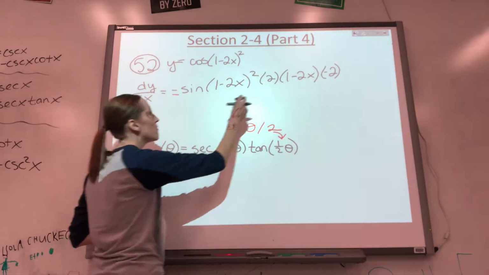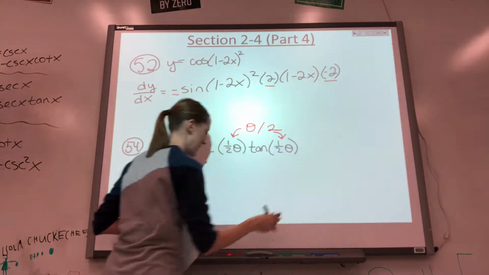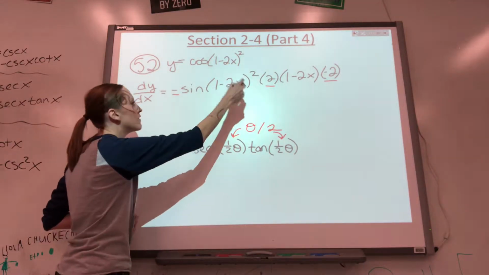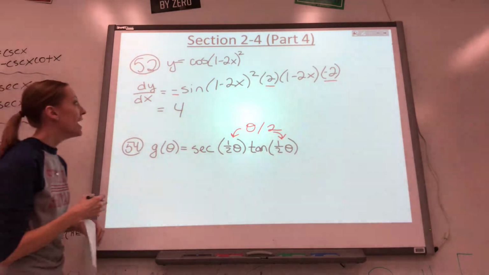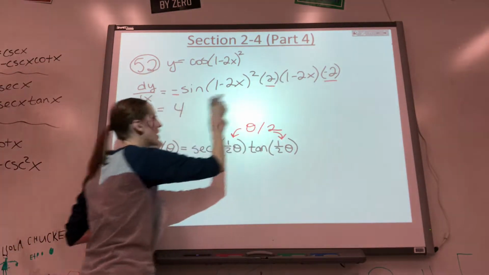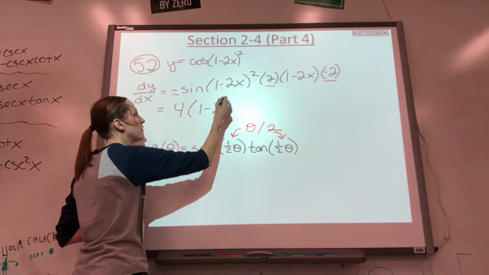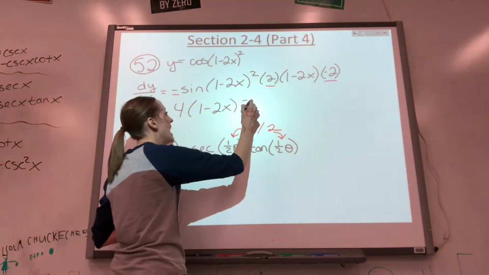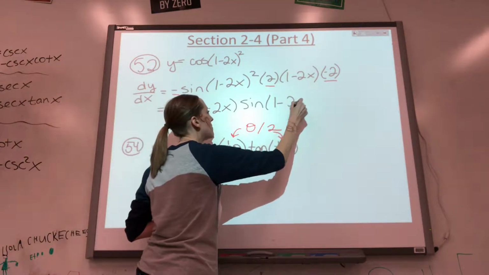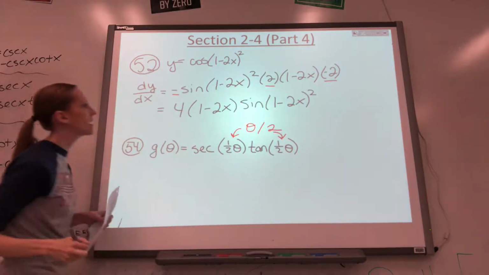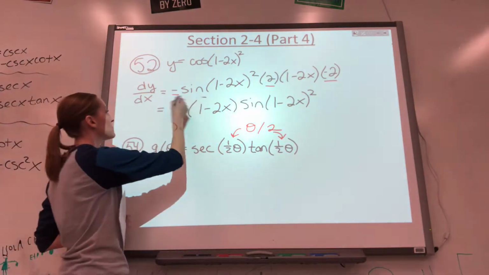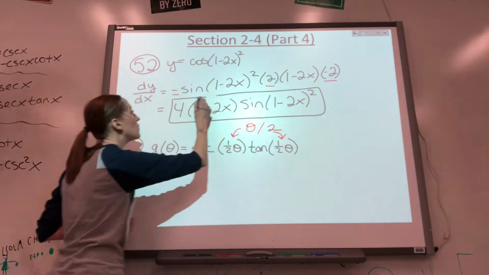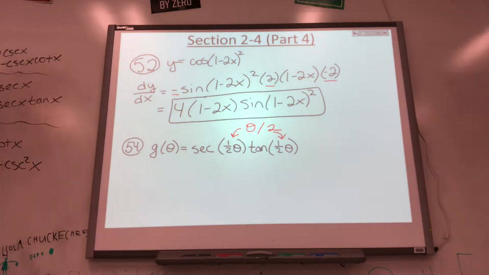So I like to pick out all of the single pieces. That's a -1, that's a 2, that's a -2. So -2 times -2 is 4. And since this part is not with a trig function, I'll put that next. And then sine of 1 minus 2x squared. I like to put the trig function last. And that's basically it for 52. Again, I think we did one kind of like that yesterday.